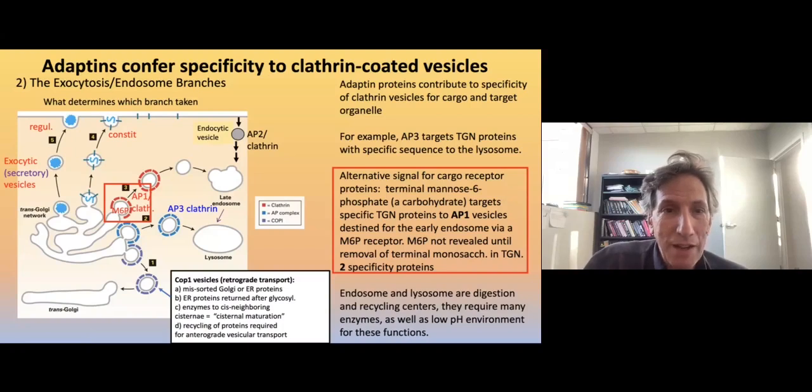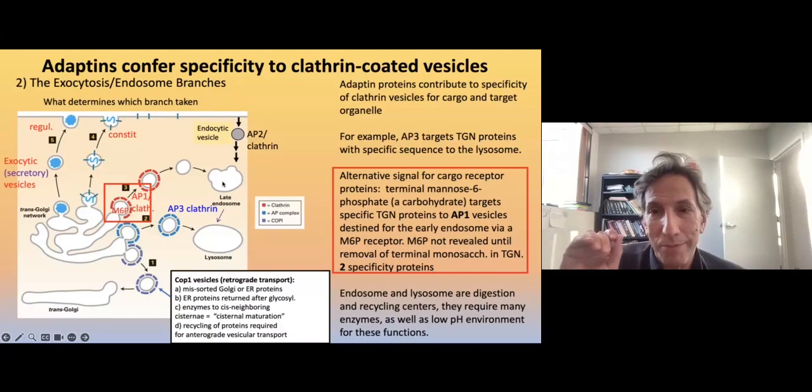In the case of these AP1 clathrin things, the cargo receptors that they bind to don't actually recognize amino acid as much as a glycosylation event. That is mannose 6-phosphate. So any proteins that get mannose 6-phosphated, if they're in the trans-Golgi network, they're going to move to the late endosome.